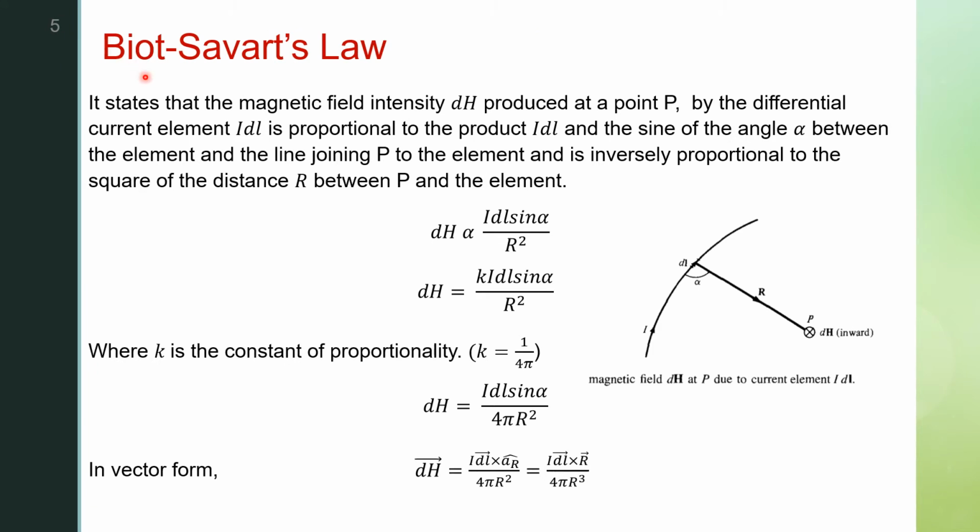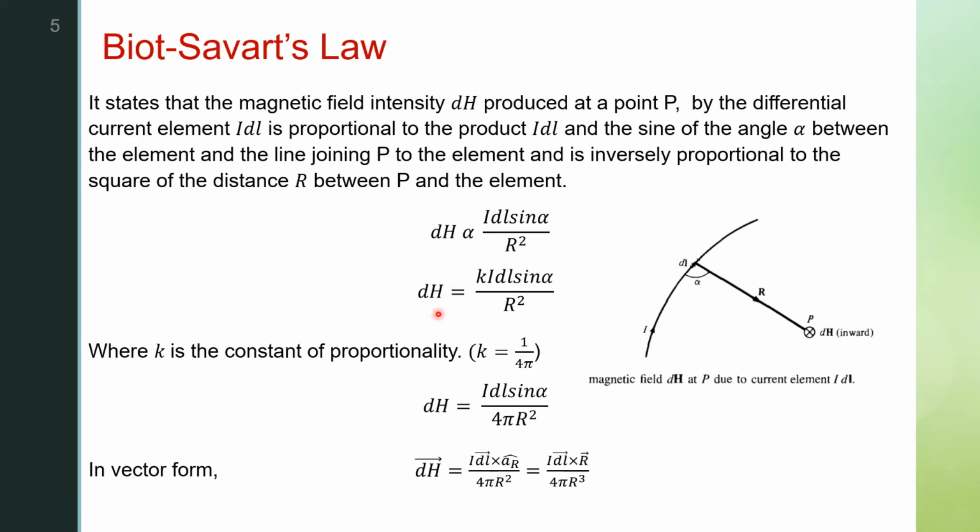Biot-Savart's law states that the magnetic field intensity dH produced at a point P by the differential current element I dL is proportional to the product of I dL and the sine of the angle alpha between the element I dL and the line joining P to the element, and it is inversely proportional to the square of the distance between the point P and the element. So we have the magnetic field intensity directly proportional to the product of I dL and sine of the angle alpha, and inversely proportional to the square of the distance, that is r square.